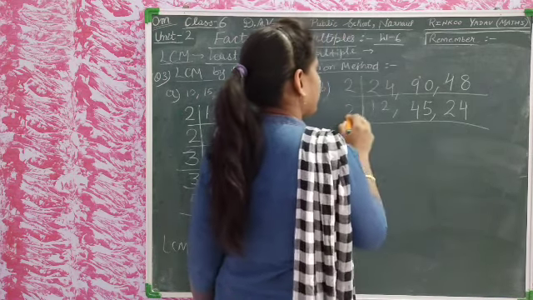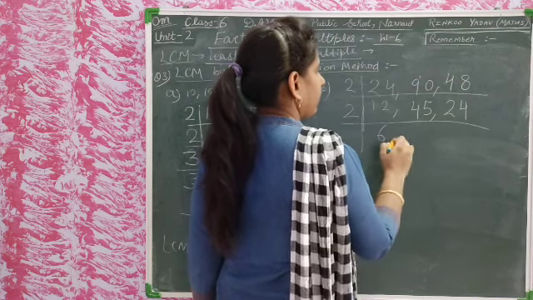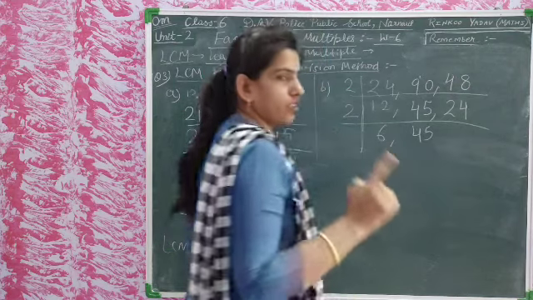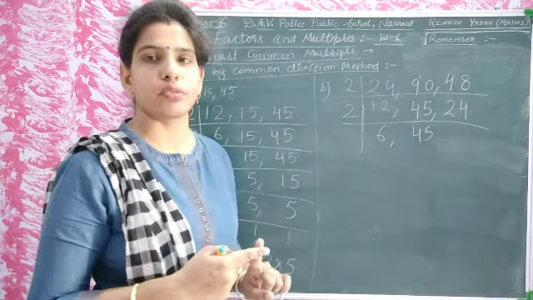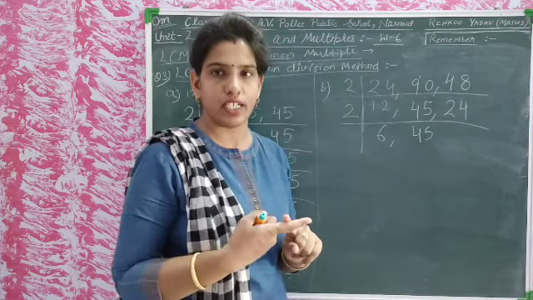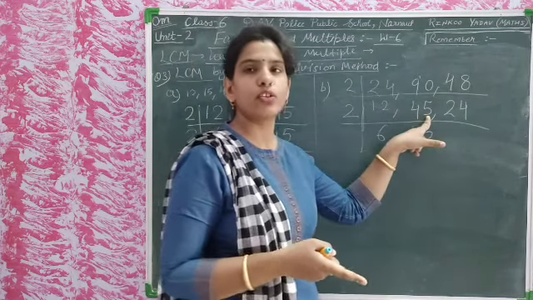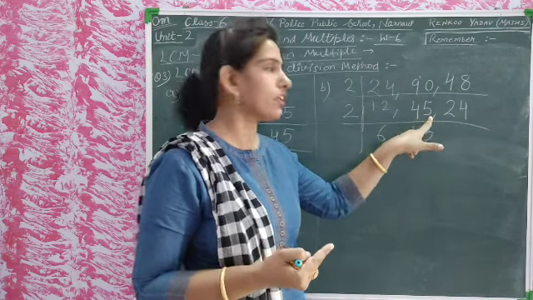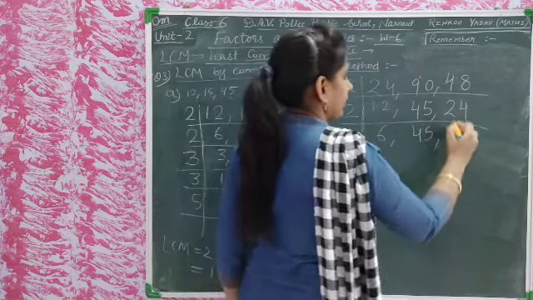Now again it will be divided by 2. 2 times 6 is 12. This is not divided by 2 because the last digit is 5. And for dividing by 2, I have already done the divisibility rules. If the last place digit is 0, 2, 4, 6, 8, it means it is divisible by 2. But if there is no 0, 2, 4, 6, 8, it means not divisible by 2.